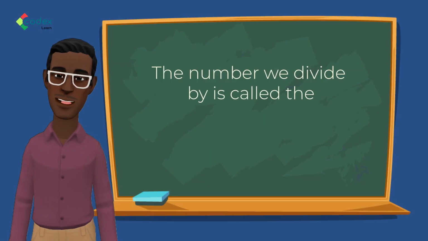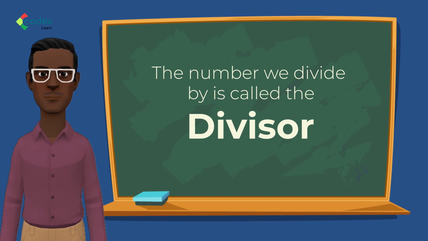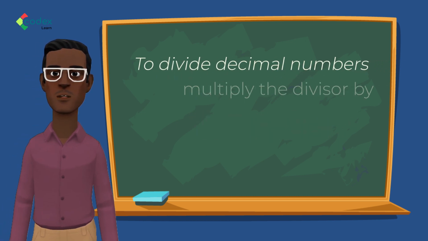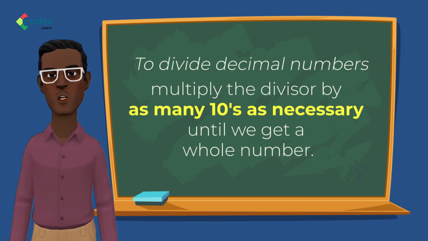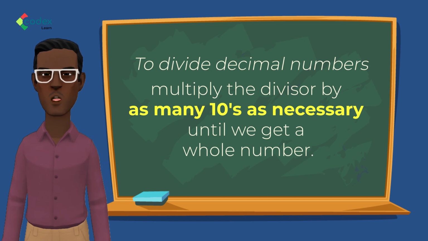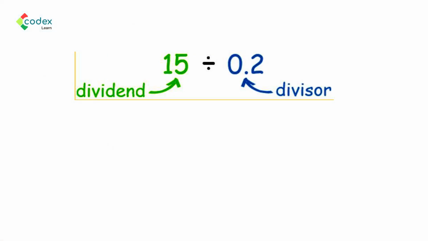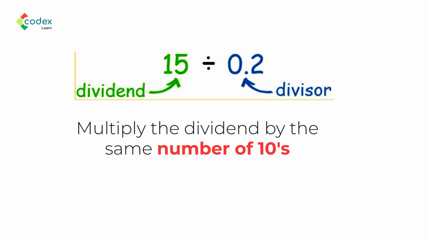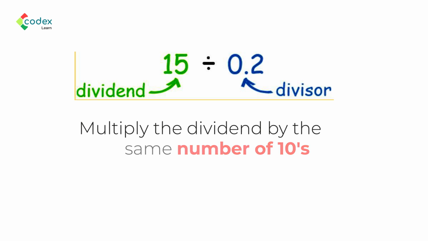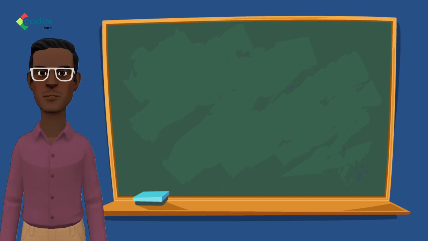The number we divide by is called the divisor. To divide decimal numbers, multiply the divisor by as many tens as necessary until we get a whole number. Remember to multiply the dividend by the same number of tens. To multiply by 10, it is easier to just shift the decimal.